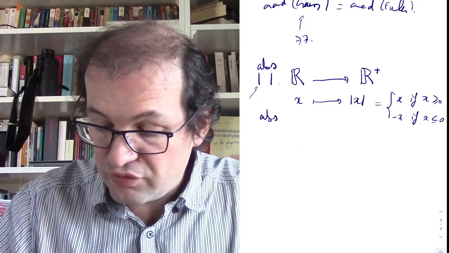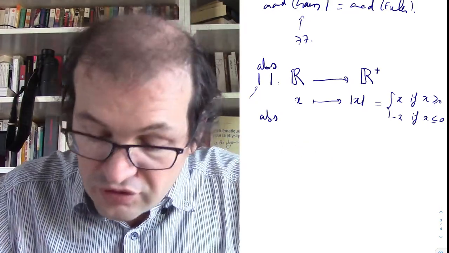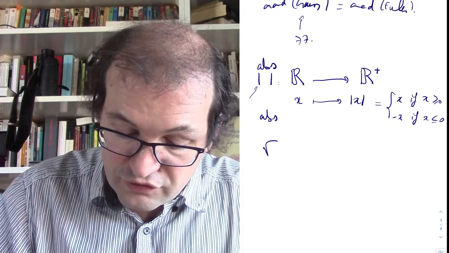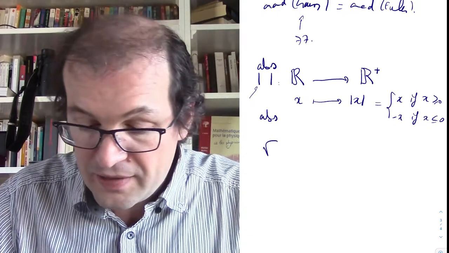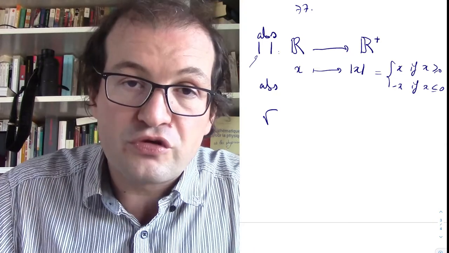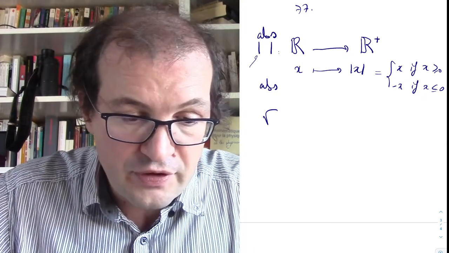So we don't write abs, we put it just between these two bars, just because it's so important. And over important functions, like the square root, we use this symbol. Yeah, so we will see that the various functions come with possibly various names.